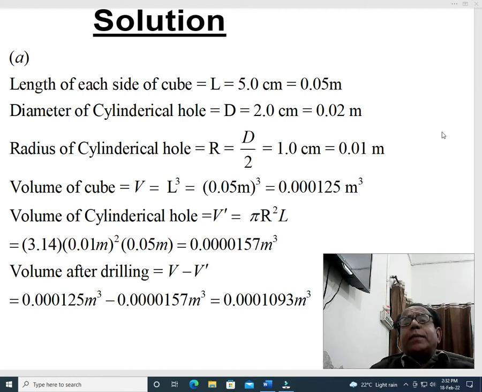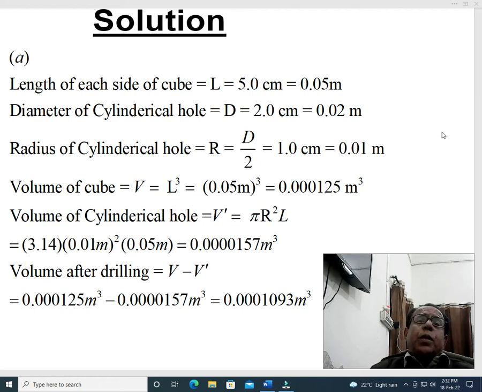Dear students, we are concerned with the radius because in the formula the radius will be used. So we divide the diameter by 2 and we get the radius. Radius of the cylindrical hole, say R, which is half of the diameter, D by 2, is equal to 1.0 centimeter, and when converted into meter it becomes 0.01 meter.